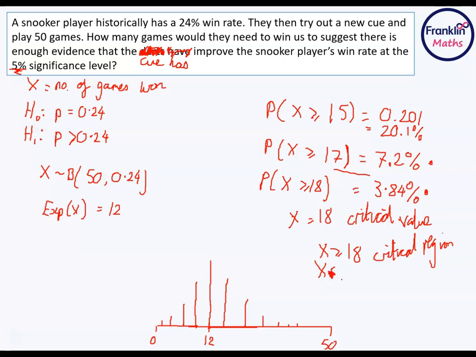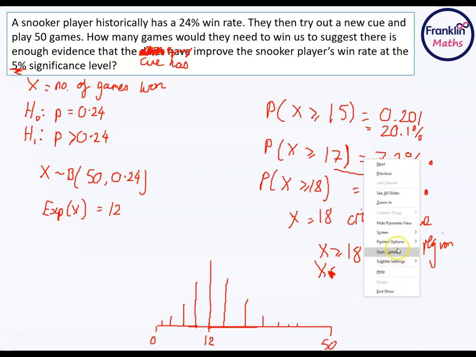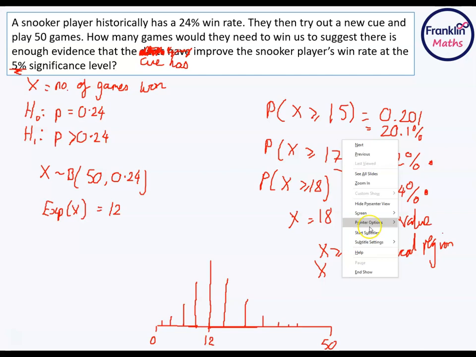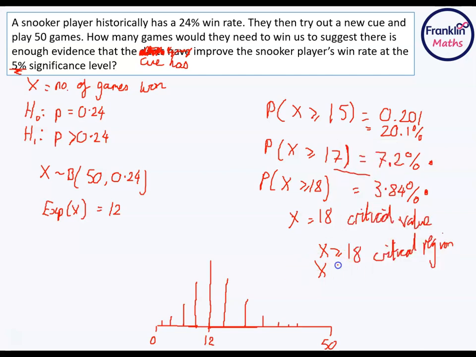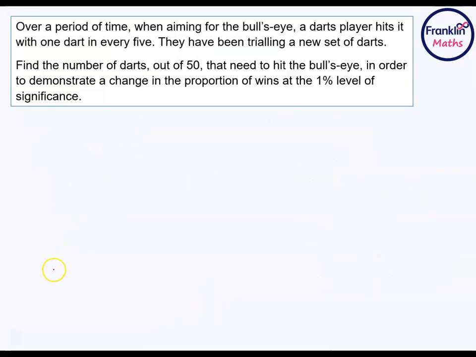Just change my symbol there. Let's just rub that out. It looks scruffy. X is less than 18. That's my acceptance region. Okay, so it's very similar to what we've been doing before.